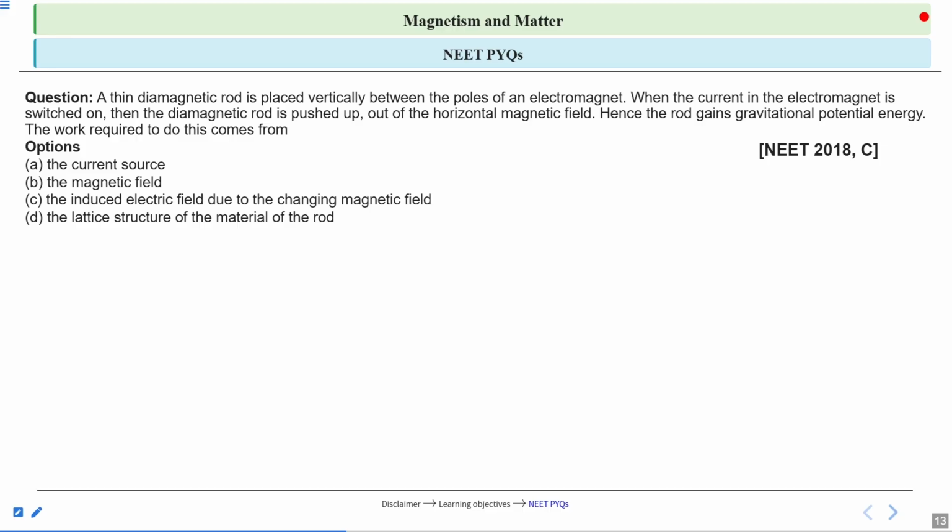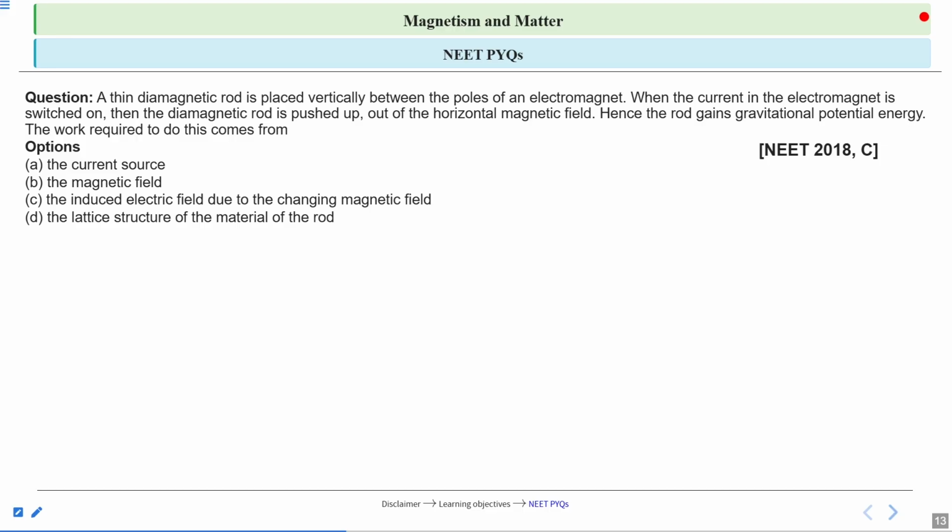So a thin diamagnetic rod is placed vertically between the poles of the electromagnet, like in the core of a solenoid. When the current in the solenoid is switched on, the diamagnetic rod is pushed up out of the horizontal magnetic field. The magnetic field inside the solenoid is horizontal, along the axis of the solenoid, and the solenoid acts as a simple electromagnet.